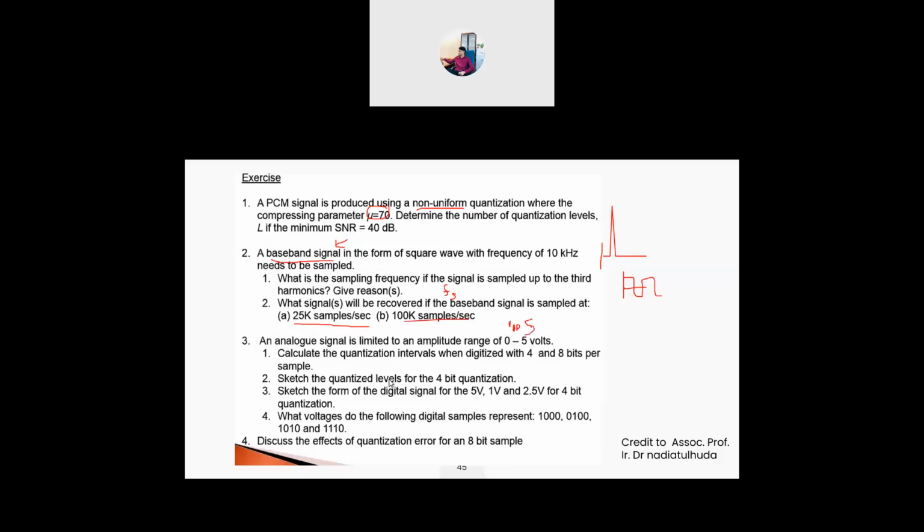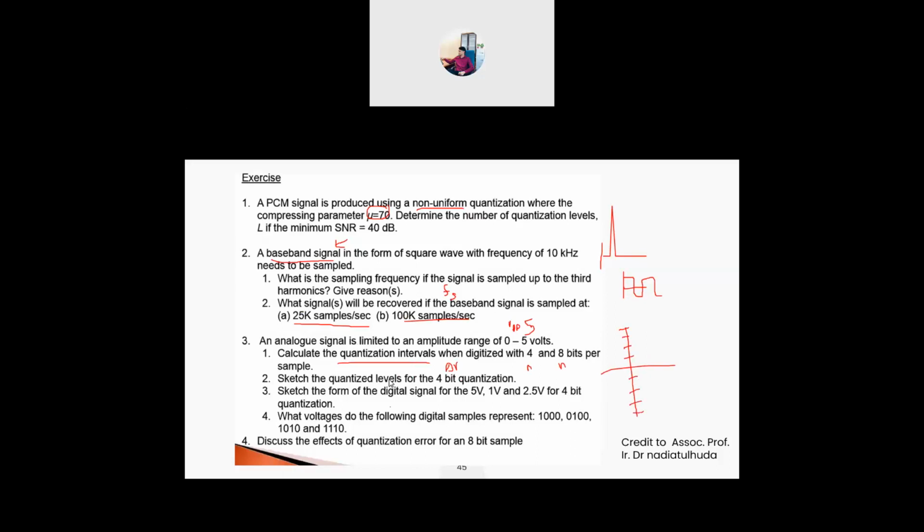Calculate the quantization interval when digitized with 4 bits and 8 bits per sample. So here n is equal to 4 and n is equal to 8. Okay, so what is the quantization interval here? Sketch the quantization level for the 4-bit quantization. So basically you just need to sketch the quantization levels that you're going to have for the given n.